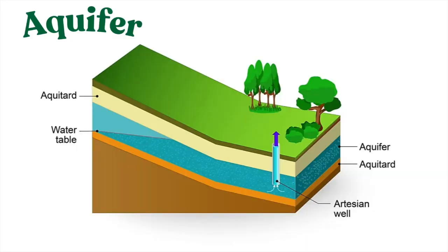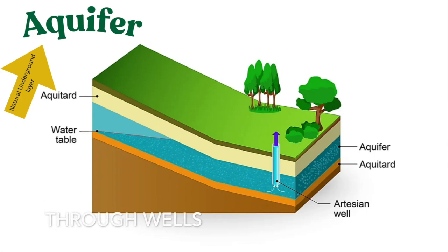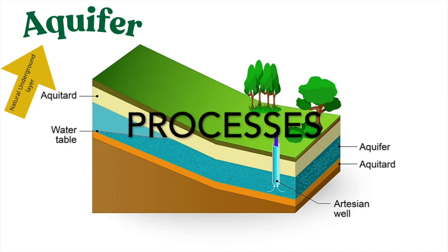An aquifer is a natural underground layer of water-bearing rock or sediment that stores water. This water is typically found in the spaces between rocks, sand, or gravel, and can be tapped into through wells for human use, such as for drinking water, irrigation, or industrial processes.